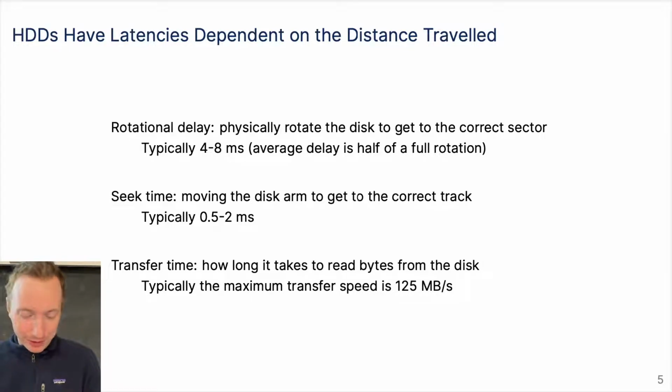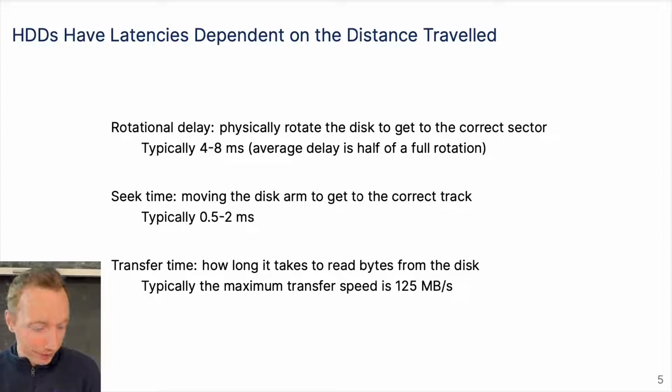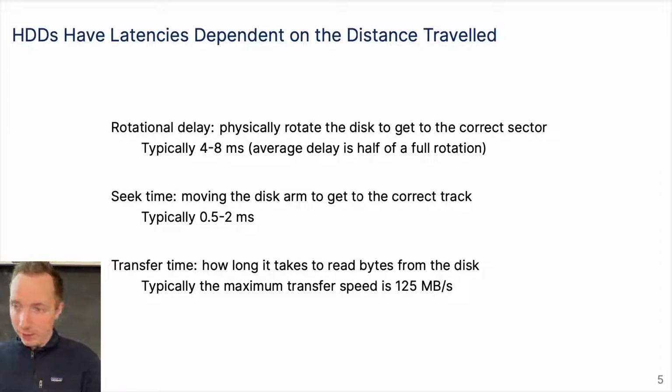So these hard disk drives, like I said, positioning the head and rotating the disk are not free, and the amount of time it takes just depends on the amount of physical distance it has to travel. So the rotational delay is the time it takes to physically rotate the disk to get to the correct sector, which would typically be like 4 to 8 milliseconds. If you assume the average delay is half a full rotation, so on average, it has to rotate half if you assume just completely random accesses.